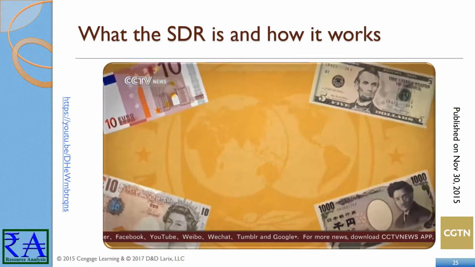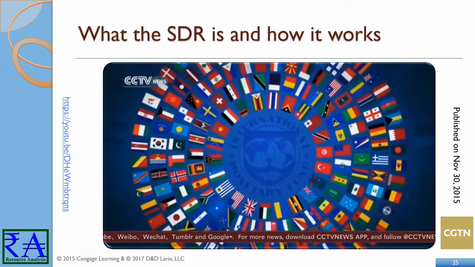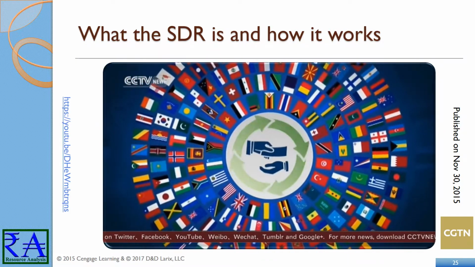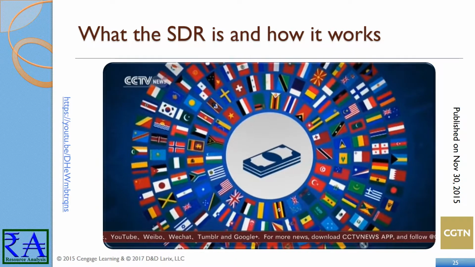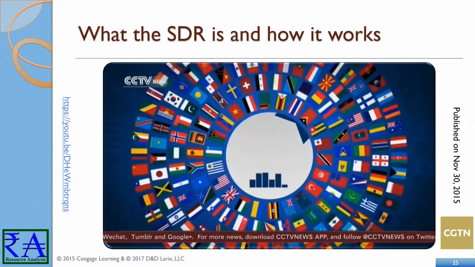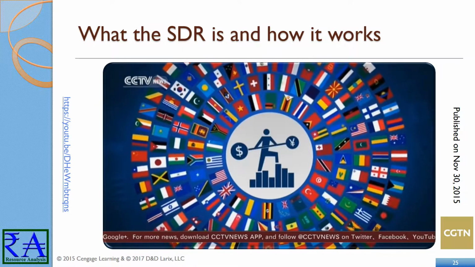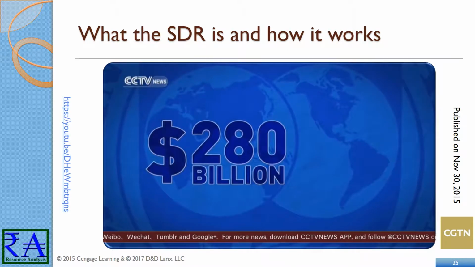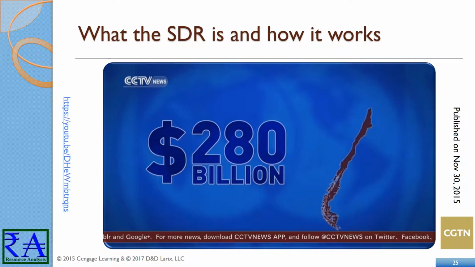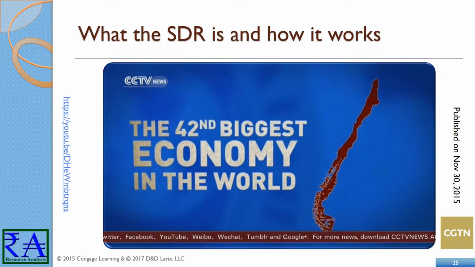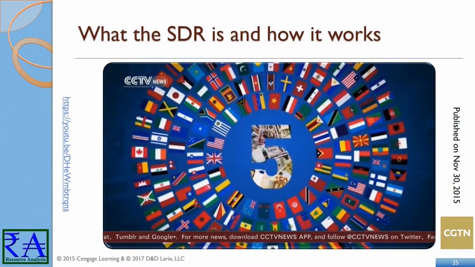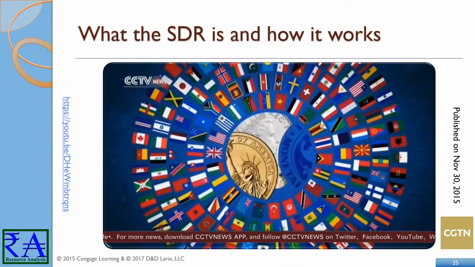The IMF allocates the SDRs among its member countries. Members can then buy or sell SDRs between them and exchange them for freely usable currency, one that's widely used in international transactions and easily converted in foreign exchange markets. The total value of SDRs is $280 billion, about the size of Chile's economy in 2014, the 42nd biggest economy in the world. The basket is reviewed every 5 years to determine if new currencies should be added.